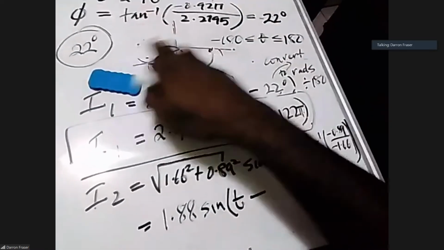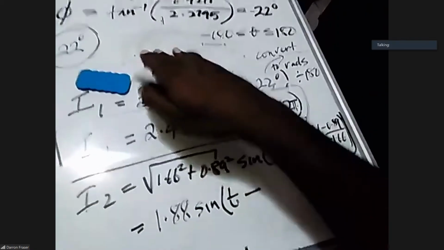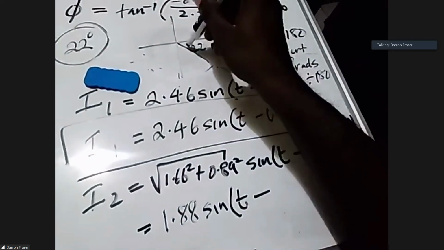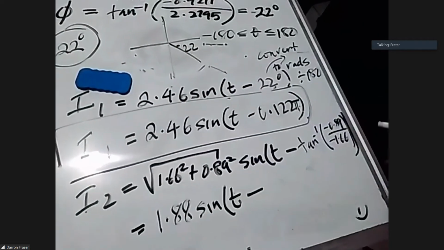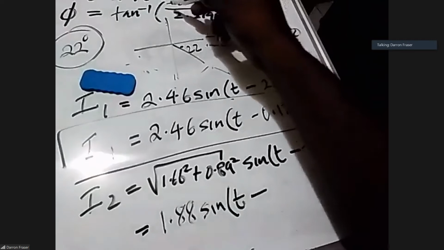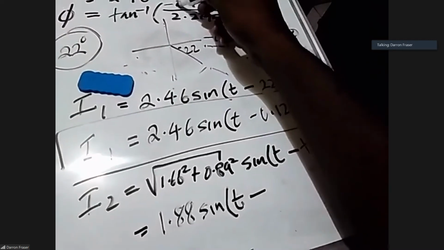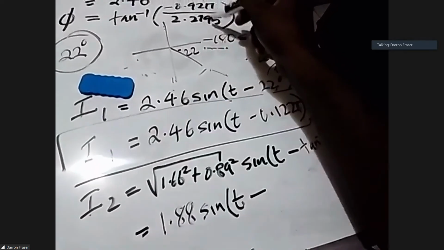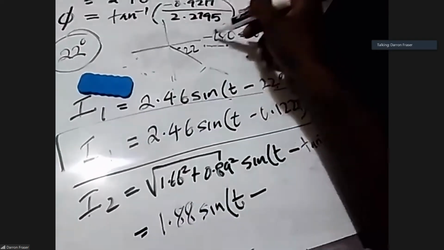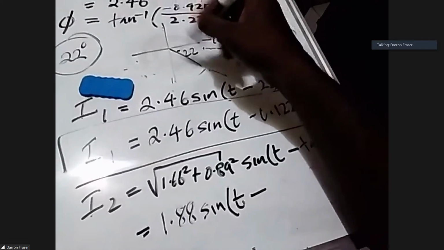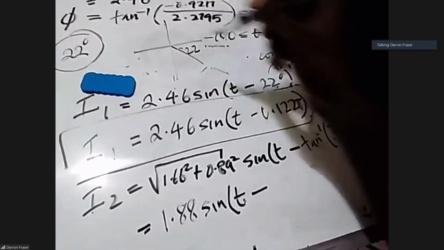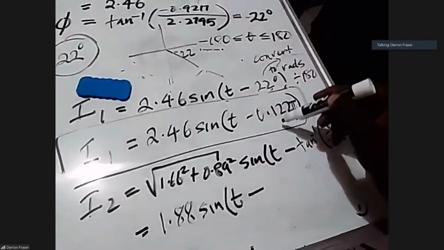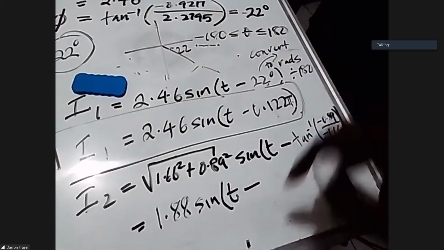So I'm just going back to explain before. So the 22 degrees is over here. This value, negative 0.92, is the y value, it's negative. And this value is the x value. So it's over this quadrant here. And you get negative 22 degrees when you work it out. So that is what we convert to radians from here.